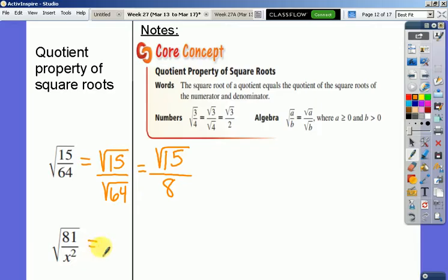Same thing here, square root of 81 over the square root of x squared. Well, these are both perfect squares. What does that give me as an answer? 9 over x. 9 over x. Thank you. Any questions about how to do that?